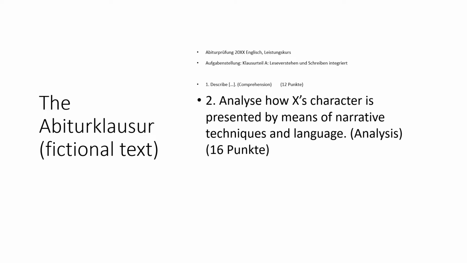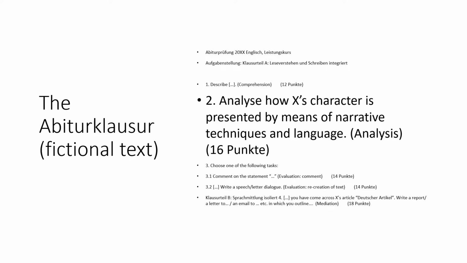You will have a part A and a part B. Part A will have a text that you read, then you write something about what's in the text, so a summary task. Then you have the task we're talking about now, the character analysis. Then you have a task 3, which is sometimes creative writing, or it could be a comment or something. And then you have a B part that also gets some points.